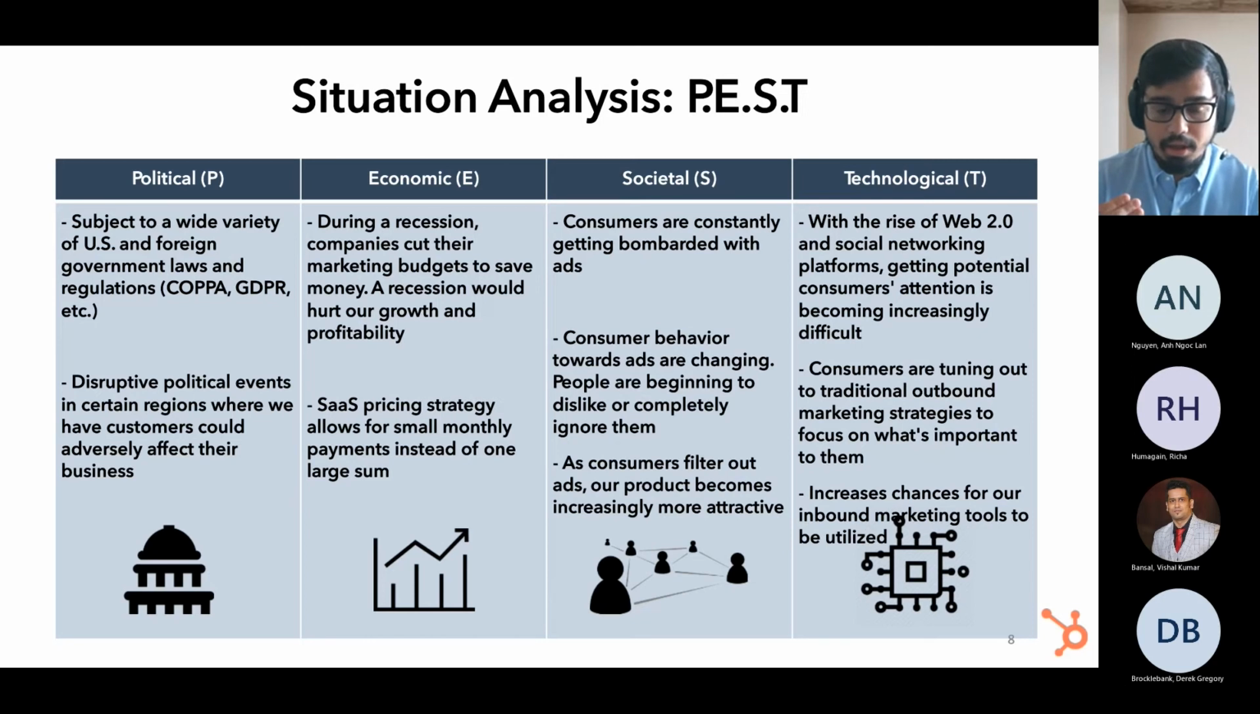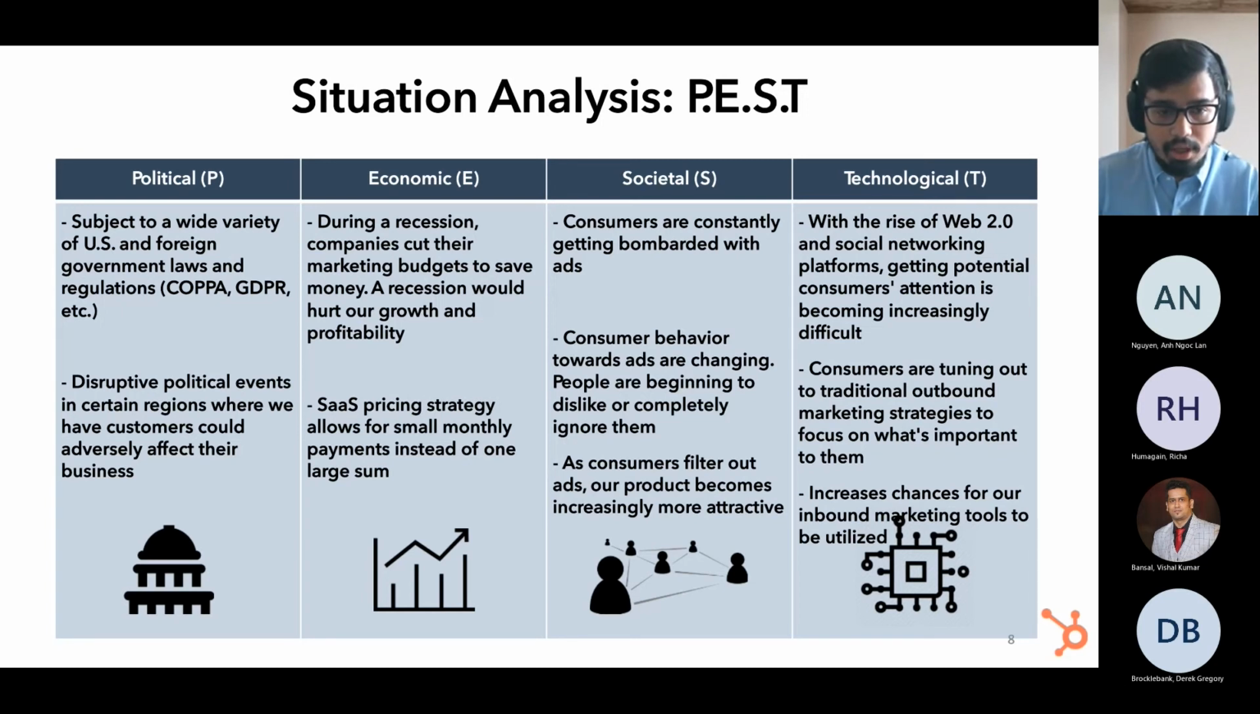For our economic environmental climate, when there's a recession, most companies significantly reduce their marketing budgets to save money. A recession would hurt our growth and profitability because we would have fewer paying customers every month. However, since we use a SaaS pricing strategy that allows our customers to pay monthly instead of one large sum, it works well during a recession.